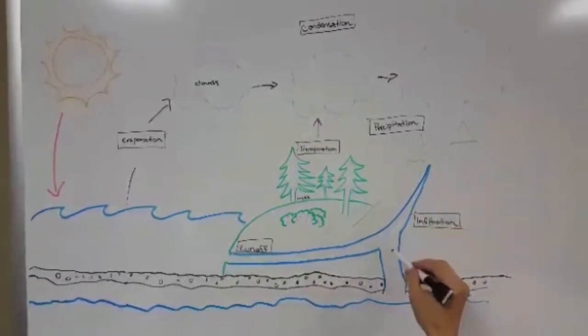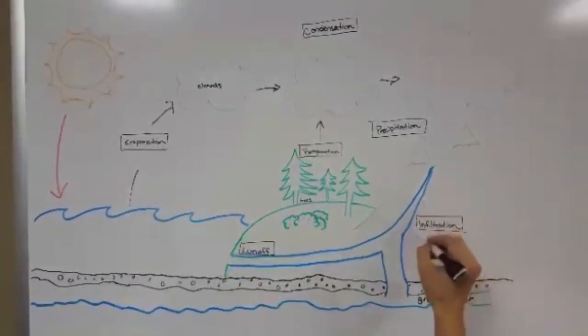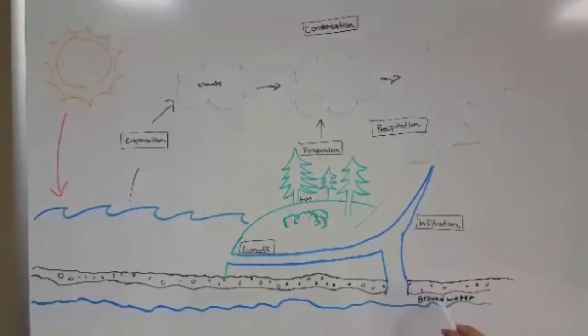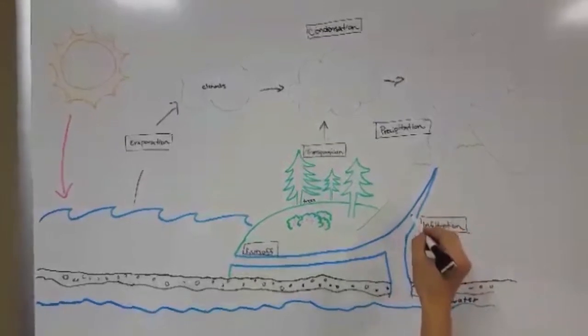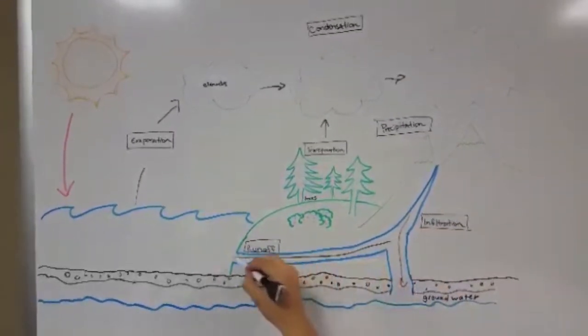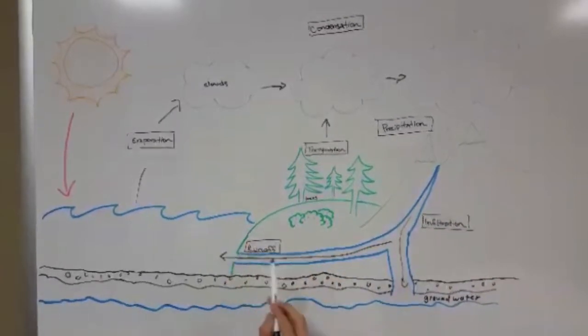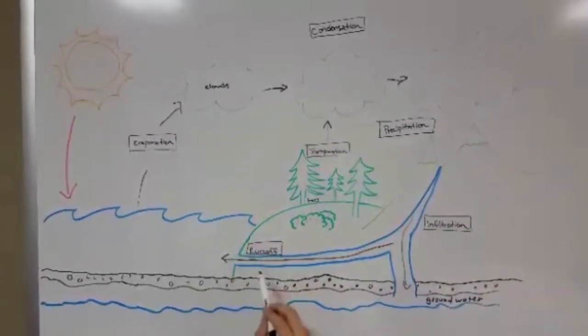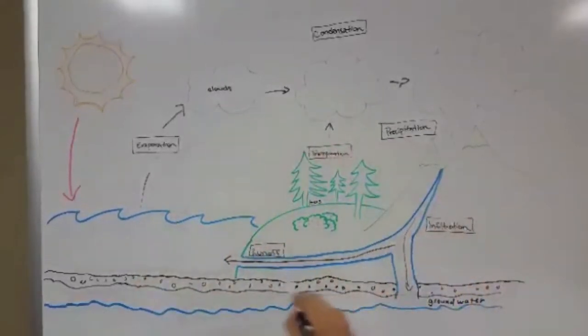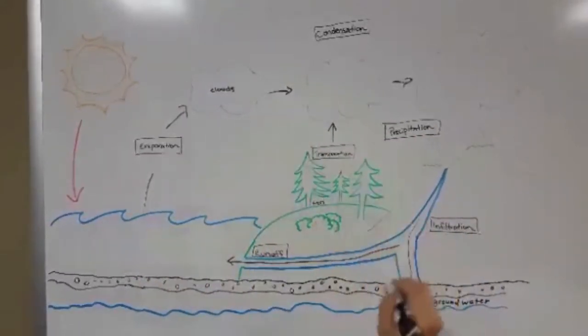Some of the rainwater goes into the ground. This process is called infiltration, and the water stored in the ground is called groundwater. The rest of the water falls into oceans, lakes, rivers, and seas. This is known as collection or runoff. This cycle will repeat itself throughout time, over and over again.